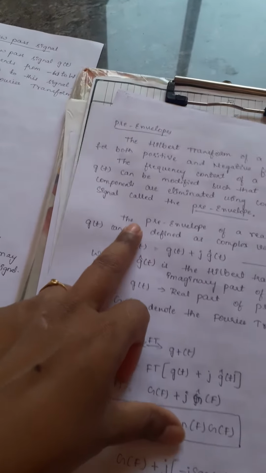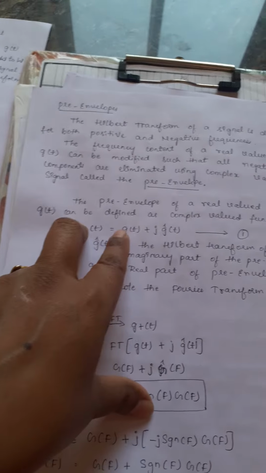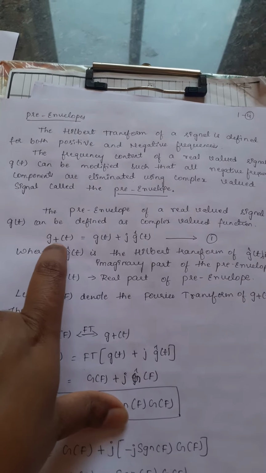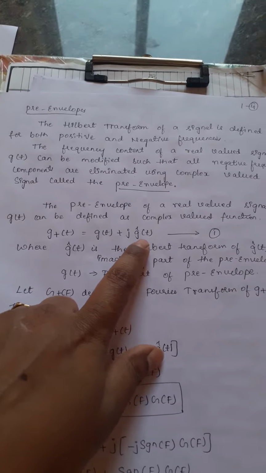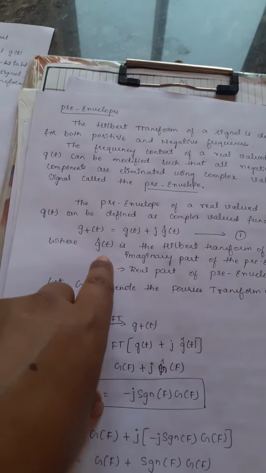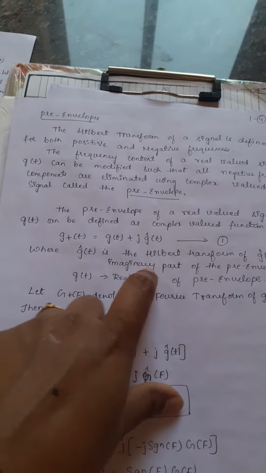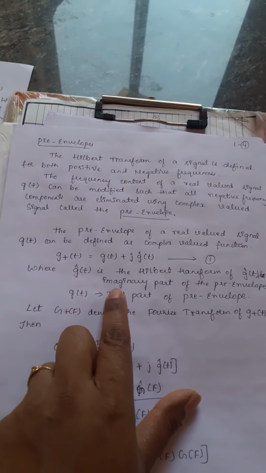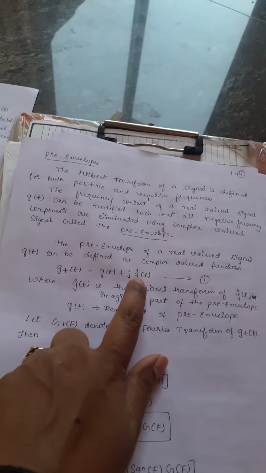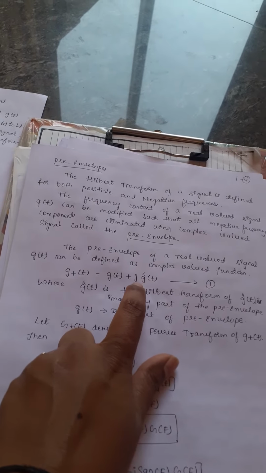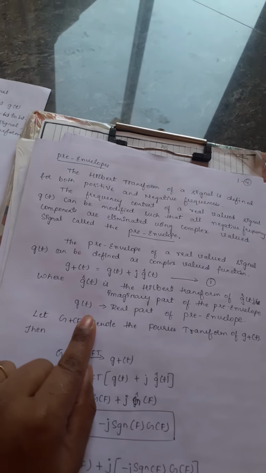The pre-envelope of a real valued signal g of t can be defined as the complex valued function g plus of t equals g of t plus j g cap of t. Call this equation 1, where g cap of t is nothing but the Hilbert transform of g of t. The Hilbert transform of g of t is the imaginary part of the pre-envelope, because j is the imaginary part, and g of t is the real part of the pre-envelope signal.